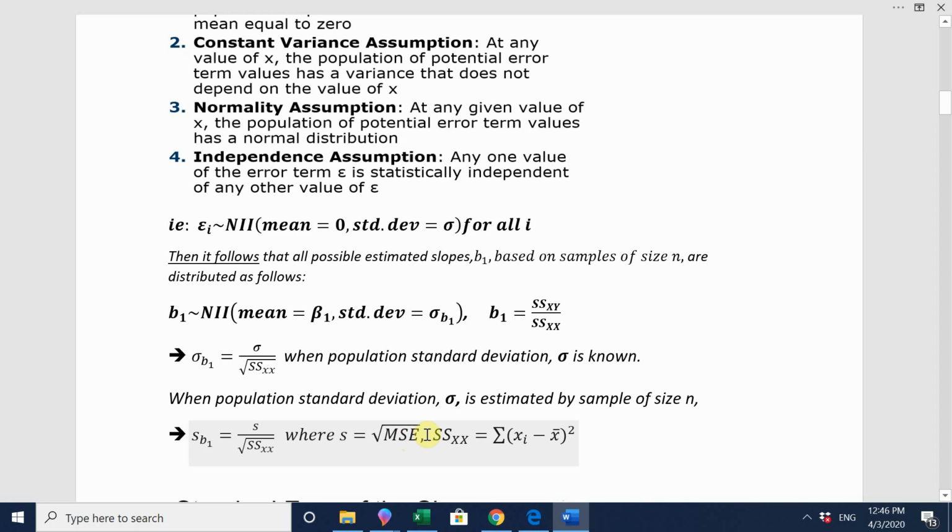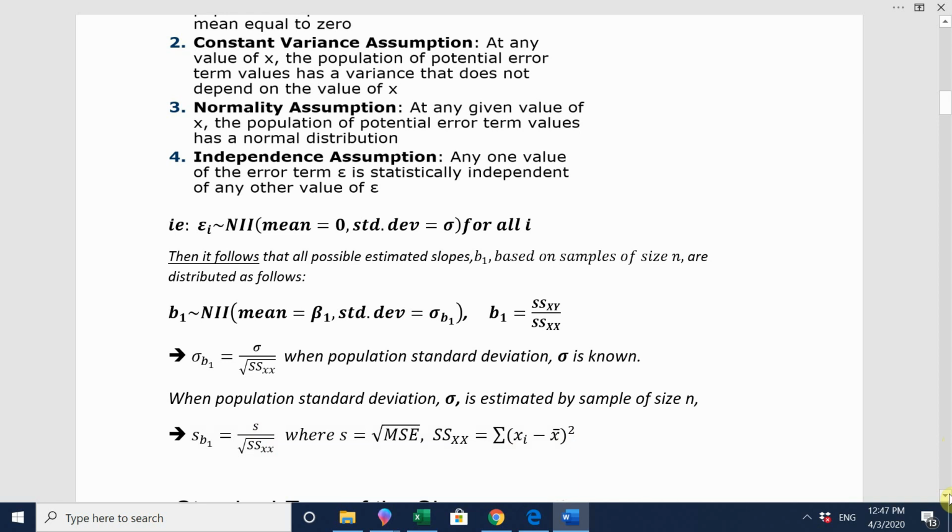Okay. And so we see that the standard error for my estimated slope, so my standard error for B1, is in fact my sample standard deviation, or in other words, my standard error of the residuals, divided by the square root of the sum of squares of the x's. Okay, and very quickly here, I remind you what the sum of squares of the x's is equal to.